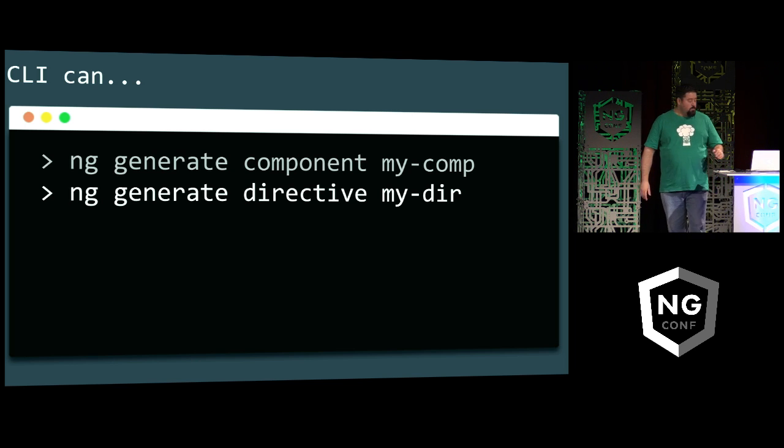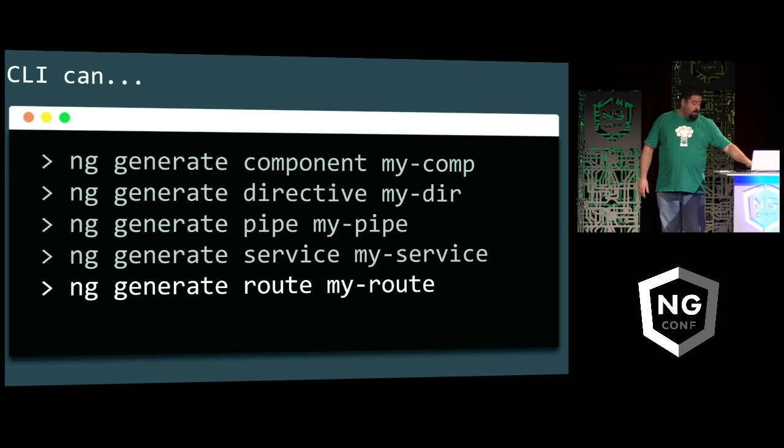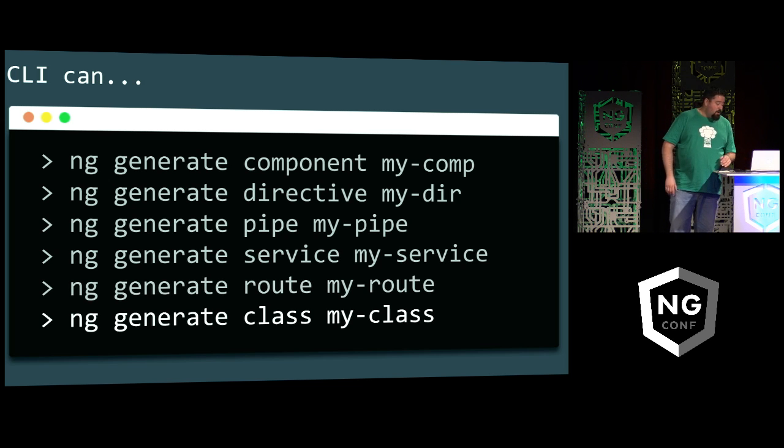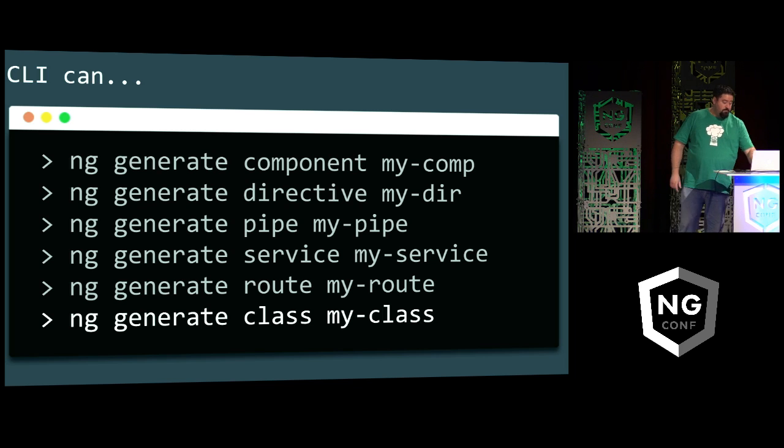Directives, same thing. Whatever you want to call it, specify directives. Pipes, services, routes. Routes are a little bit more interesting, but we handle that as well. And also classes, just a simple class of a model that you want to create within your application.